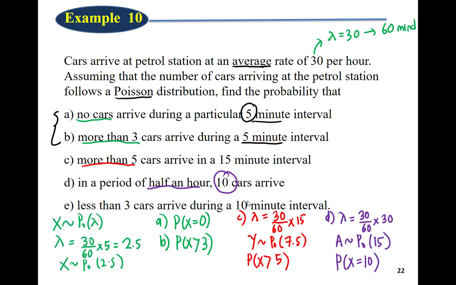Okay, question E. In question E, the interval is 10 minutes, so we are going to change the lambda. Lambda equals 30 over 60 multiplied by 10. So lambda will be, say B, 5. The question is less than 3, probability of X less than 3.